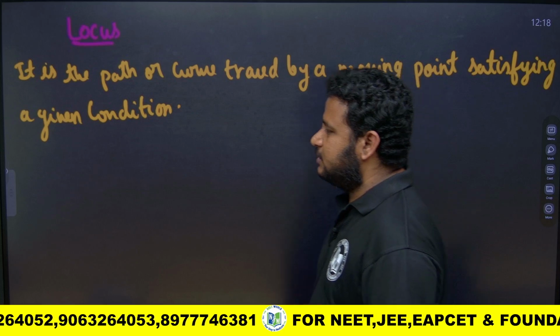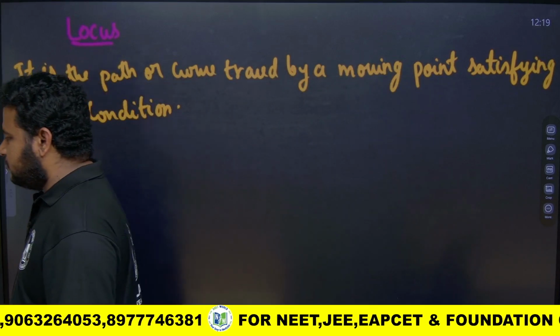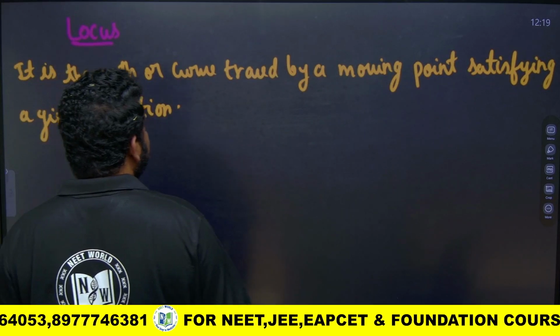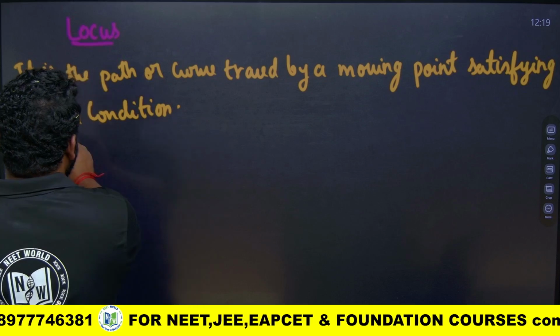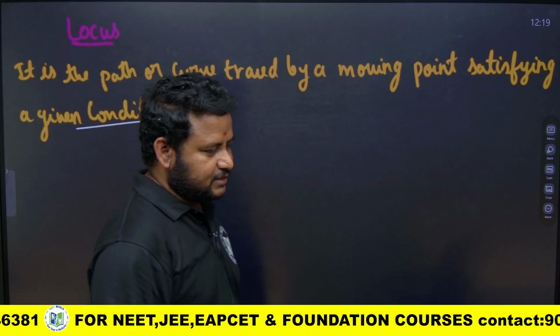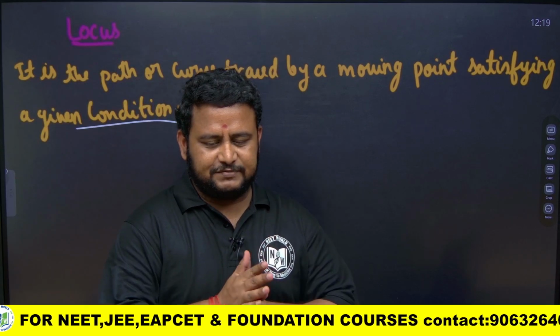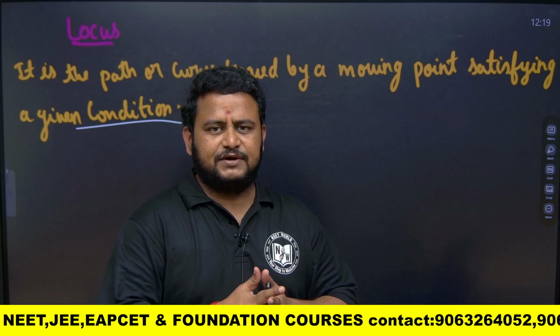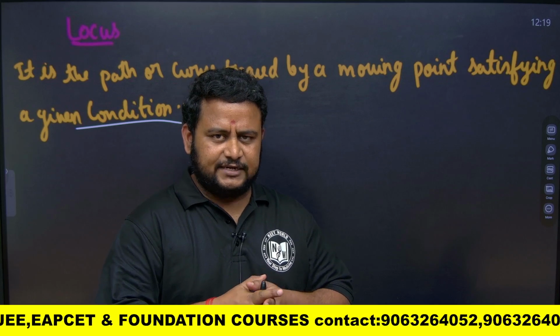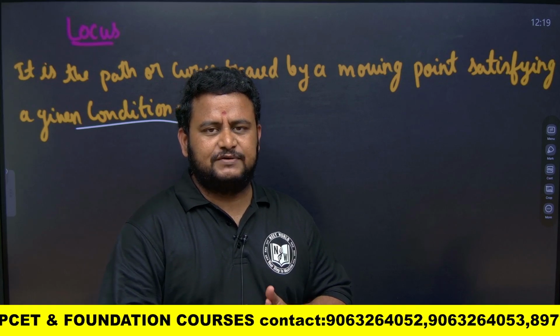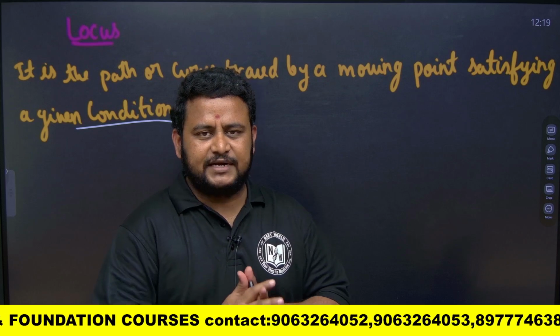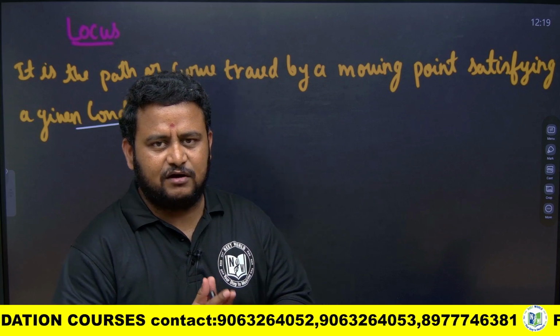Okay. Next, let us talk about locus. When we talk about locus, it is a path or a curve traced by a moving point satisfying a given condition. Here, what you have to remember is, suppose they have given it in another parameter like theta, t or something like that, we have to make sure that we eliminate those variables and bring it in the form of x and y. That is the meaning of locus.